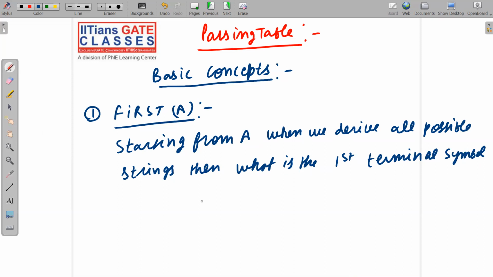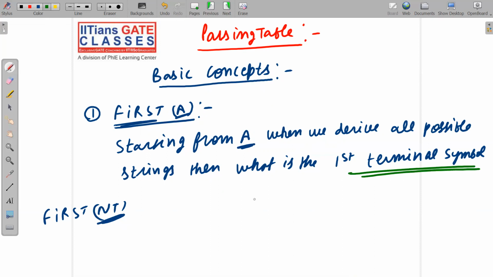For example, see here, starting from A, we are not starting from the start symbol S. We are starting from that non-terminal only. For each and every non-terminal, we will try to find first of that non-terminal. First of any non-terminal will be: starting from that non-terminal, when you are deriving all possible strings, what is the first terminal symbol which you are getting? The key term here is the first terminal symbol which we are getting.